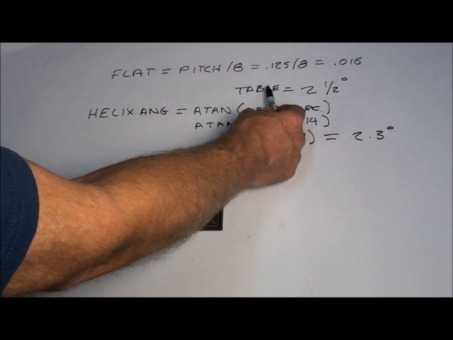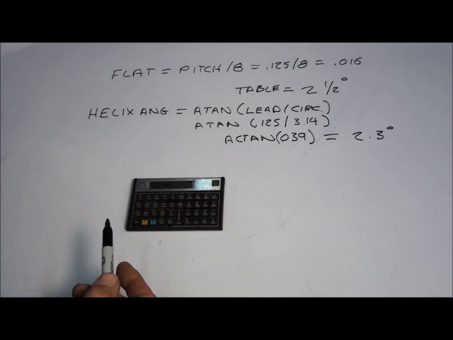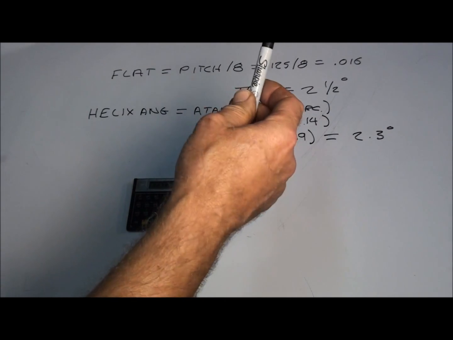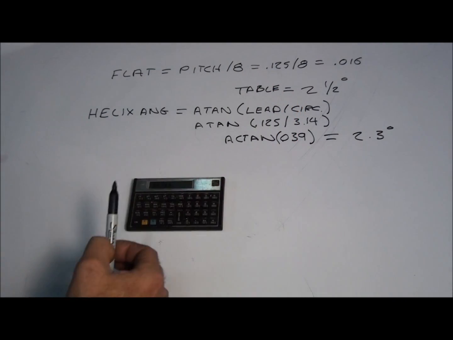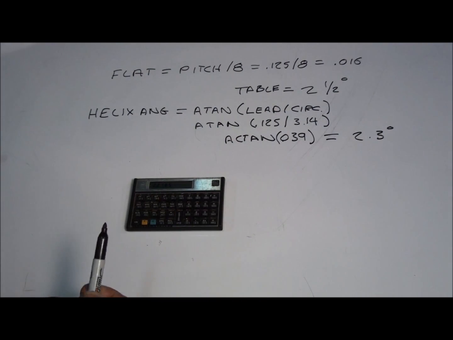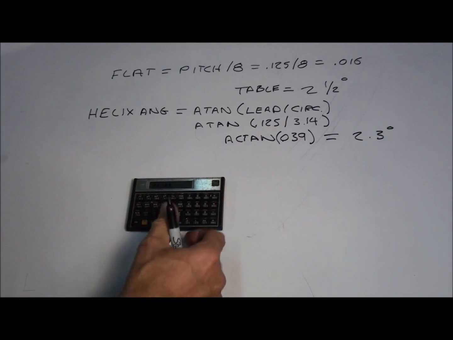Well, probably because when they calculated the helix angle on the table, they used the minor diameter of the thread. We're using the major diameter. So that made the helix angle a little bit steeper. Not a big issue for what we're doing here. Either one is fine. It's not that critical. Right around 2.5 is what we're looking for.